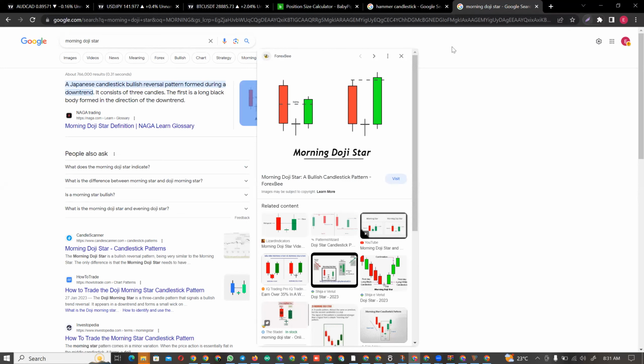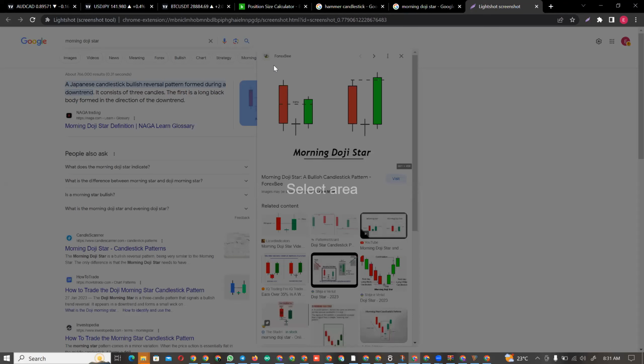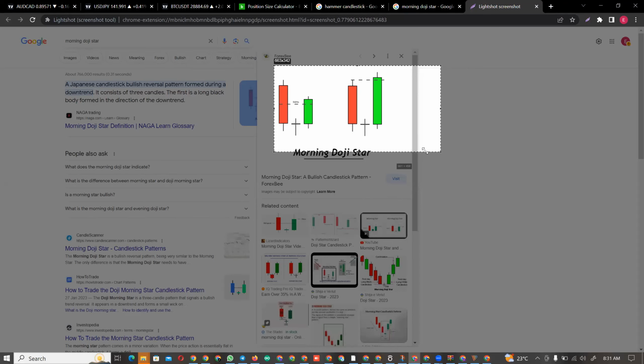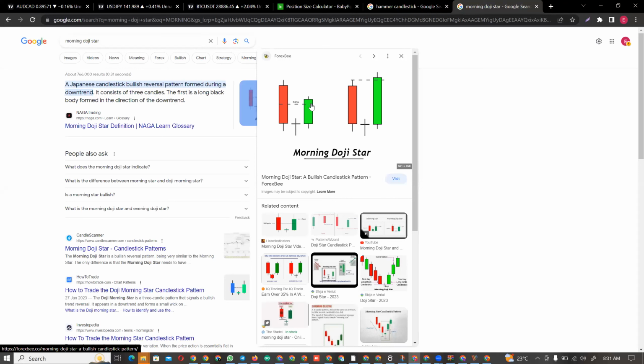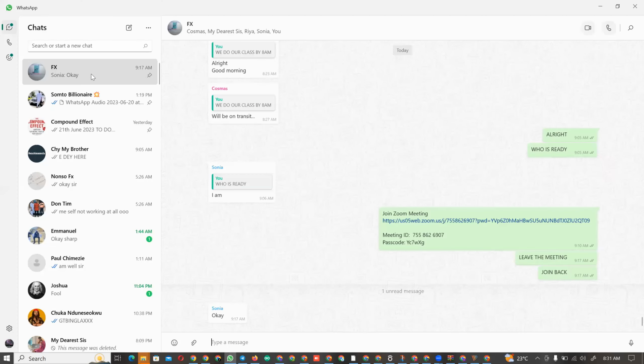Let me just screenshot it. Okay, they give the illustration. So even if it's not here, I see this thing on GJ yesterday. I will show you. I saw this thing on GJ yesterday. I will show you that 50% on GJ yesterday.